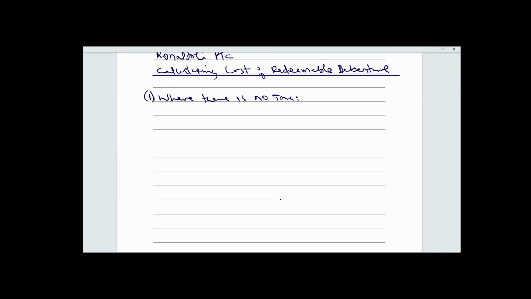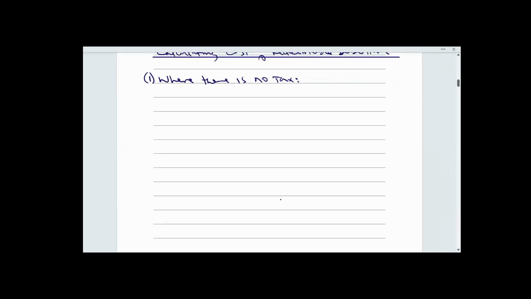So we are calculating cost of redeemable debenture. That is, we want to calculate internal rate of return. So we assume 10% for a start. We then use the 10% to compute NPV. So create a column for year, description of items, cash flow, discount factor at 10%, then present value.